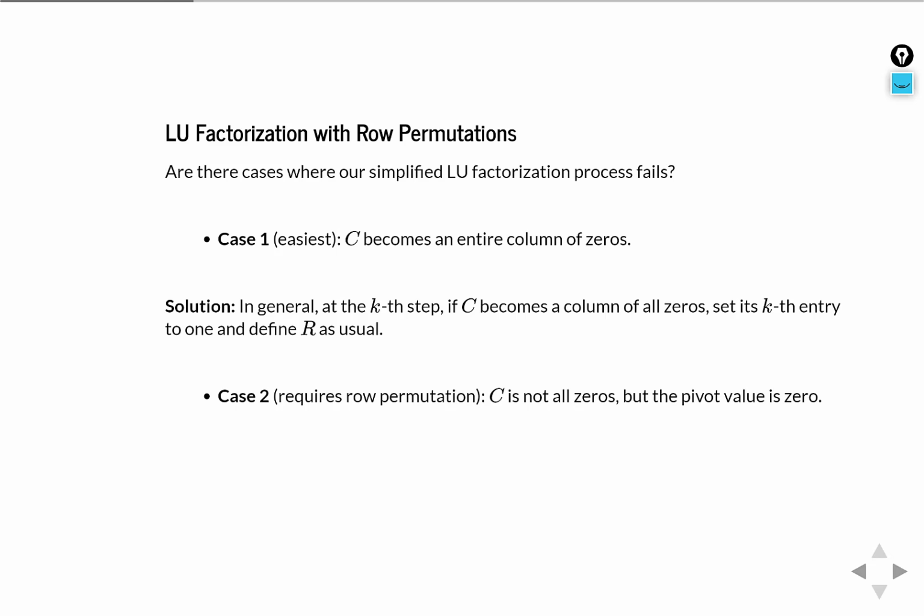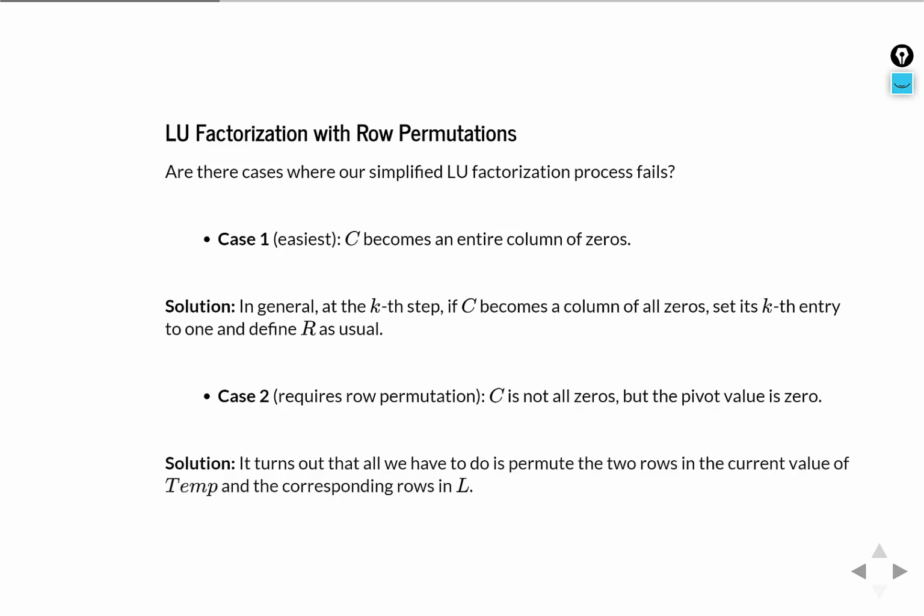Case 2. In this case, we need row permutations. And this is the case where C is not all zeros, but the pivot value is 0. Remember, we divide C at each step by pivot, so pivot cannot be 0. It turns out, all we need to do is to permute rows of the current temp matrix and the corresponding rows in L.